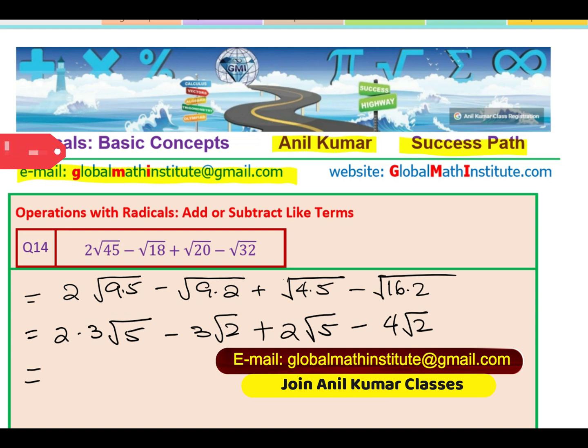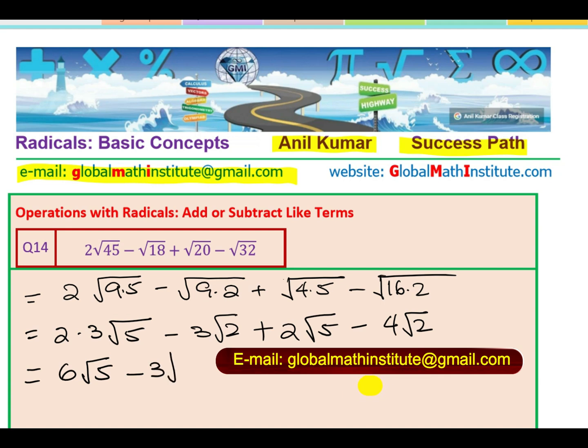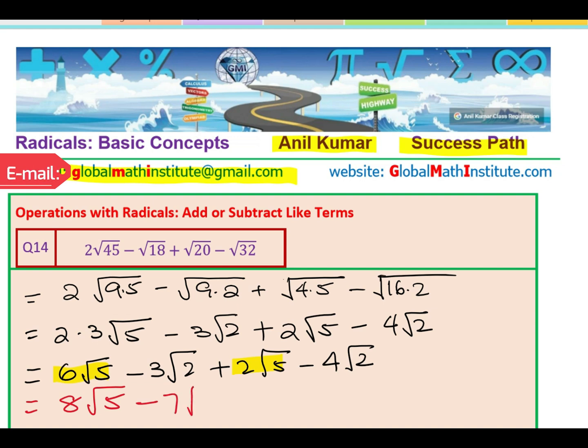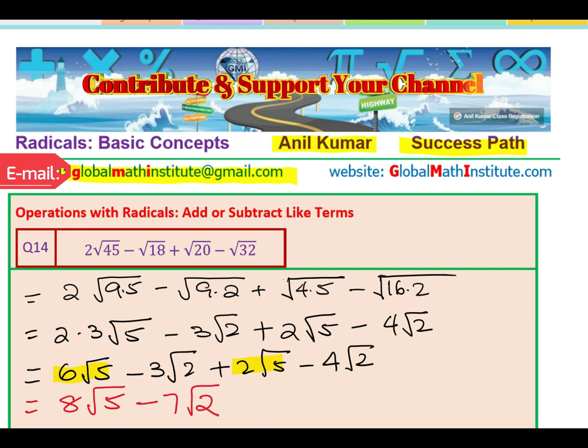Let's put them together. We have 6 square root 5 minus 3 square root 2 plus 2 square root 5 minus 4 square root 2. You see the like terms, square root 5s? We'll combine these and then the others, right? 6 plus 2 is 8, so we get 8 square root 5, minus 3 minus 4 is minus 7 square root 2. That brings us to the end of this beautiful exercise.